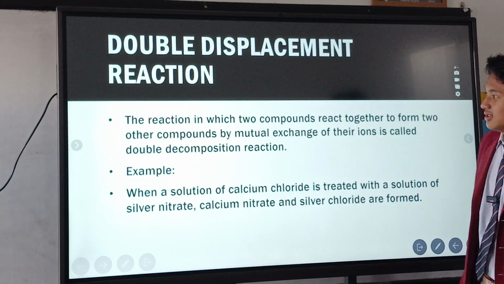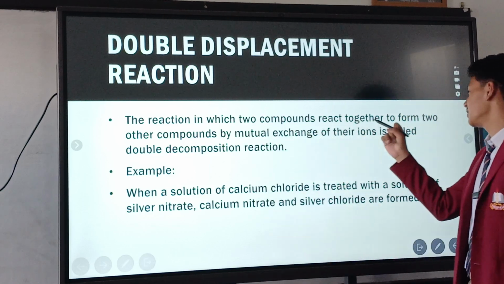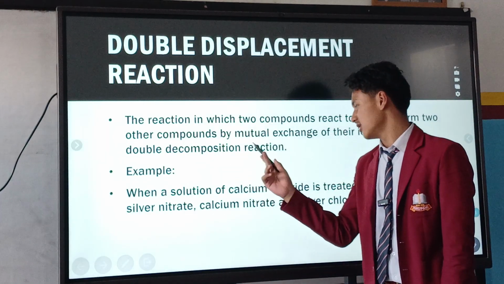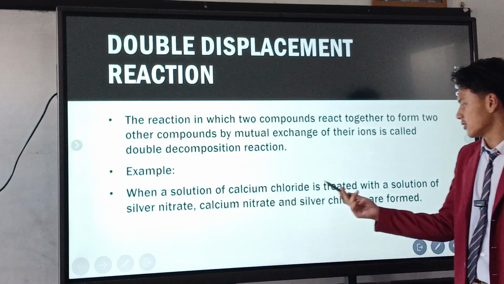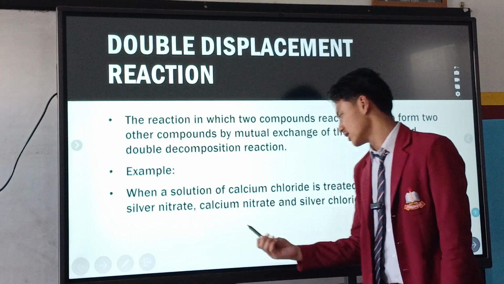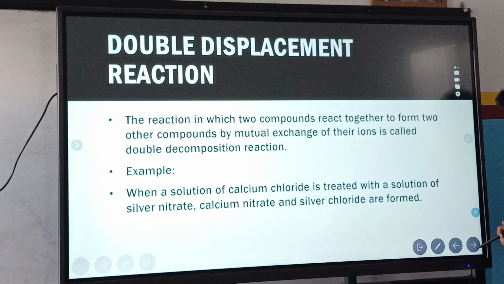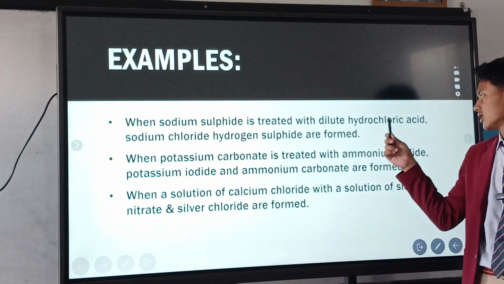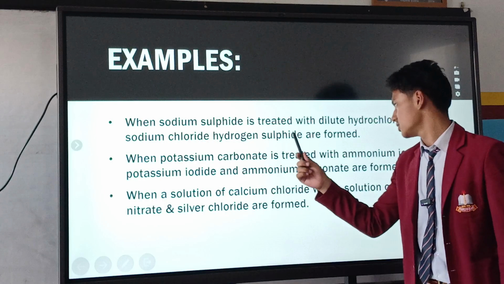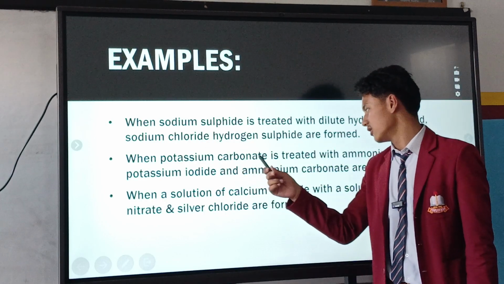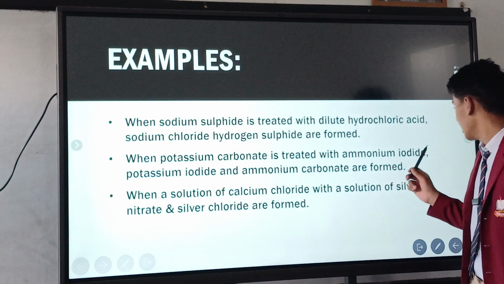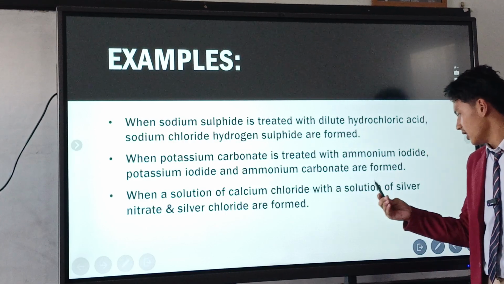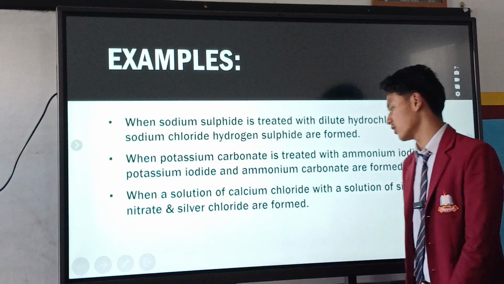Double displacement reaction. The reaction in which two compounds react together to form two other compounds by mutual exchange of their ions is called a double displacement reaction. Example: when a solution of calcium chloride is treated with a solution of silver nitrate, calcium nitrate and silver chloride are formed. More examples: when sodium sulfate is treated with dilute hydrochloric acid, sodium chloride and hydrogen sulfate are formed, and when potassium carbonate is treated with ammonium iodide, potassium iodide and ammonium carbonate are formed.